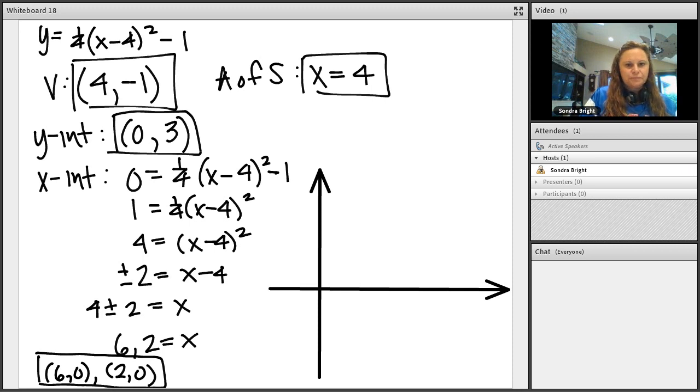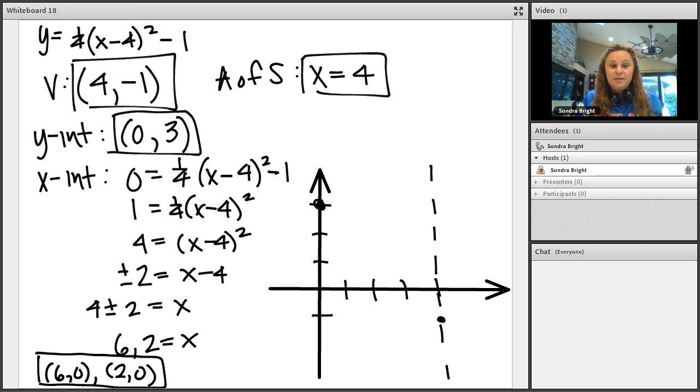Okay, and what do I need? I need the vertex at 4, -1. So there's my vertex. I've got the axis of symmetry going right through x equals 4. I've got the y-intercept of 0, 3. And then this time I have x-intercepts at 2, 0, and also at 6, 0.